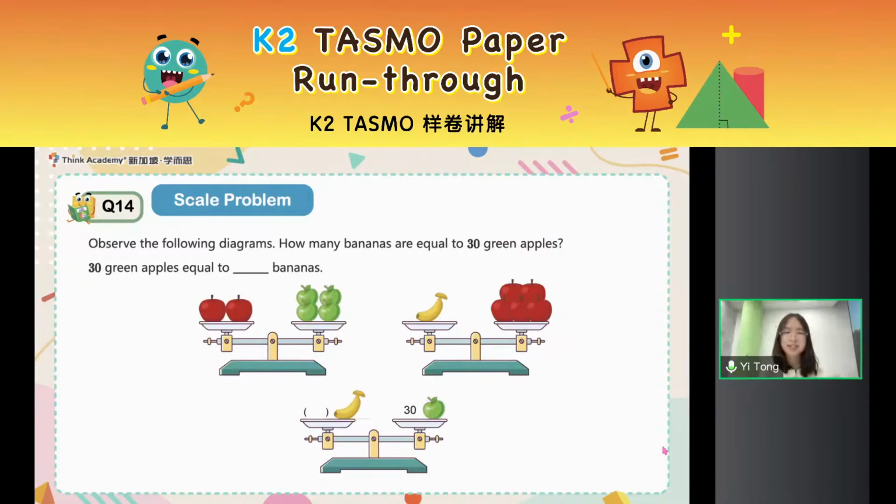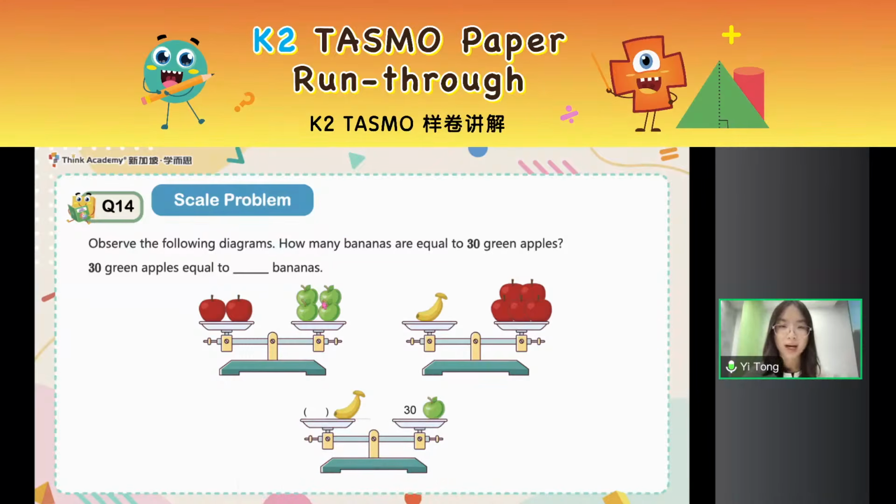Now, we are going to weigh some fruits. Now look at our scales. How many bananas are equal to 30 green apples? Look at the scale problem. For scales, we want to find out the smallest unit, and we call it 1. So which one is the lightest of all? What fruit is it? Can you write it down in the chat? Right, it is our green apple.